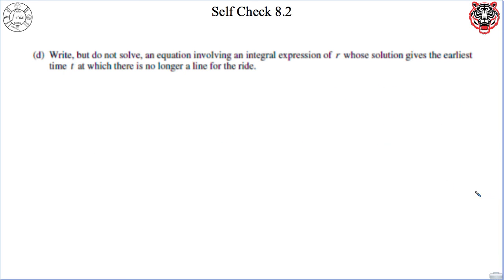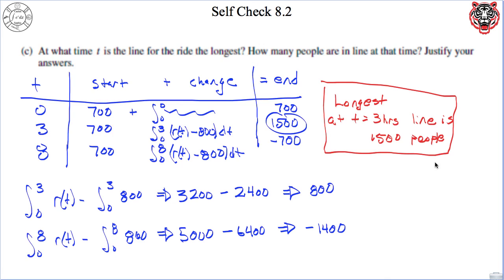And we have 2 more minutes to do part D, right? But do not solve an equation. All right, so this is just the fundamental theorem of calculus. So we need the initial condition, 700, plus the integral from 0... Oh, hold on. We are doing this wrong. Be careful. The earliest time at which there is no longer a line for the ride. So when does this equal 0? At 8? Because remember at 8, we got negative 700. So sometime between 3 and 8, you should have a line of 0. Oh, 4 and 6. Between 4 and 6. Definitely between 4 and 6.